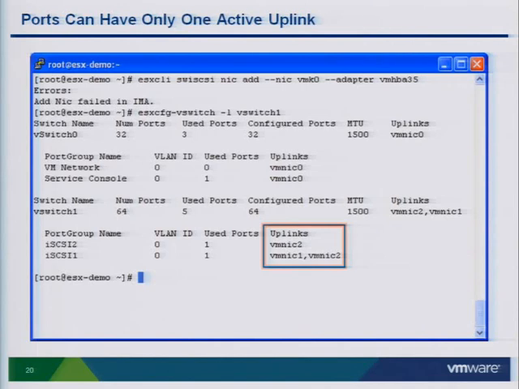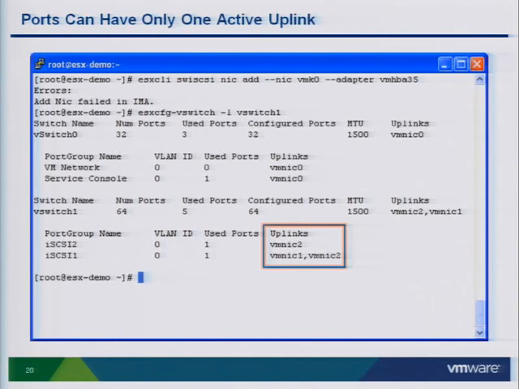So in this case, we have iSCSI 2, which actually has an uplink of vmnic2. However, we have iSCSI 1 that actually has 2 uplinks. So when we tried to add the VMKNIC that's associated with iSCSI 1, it failed.